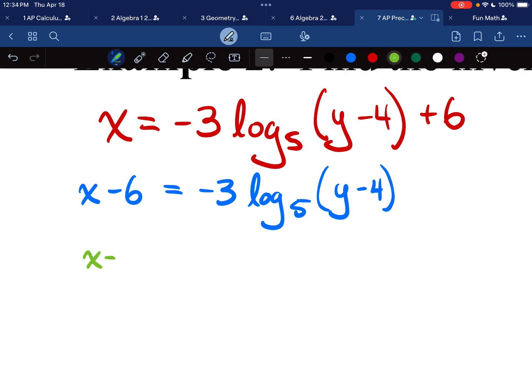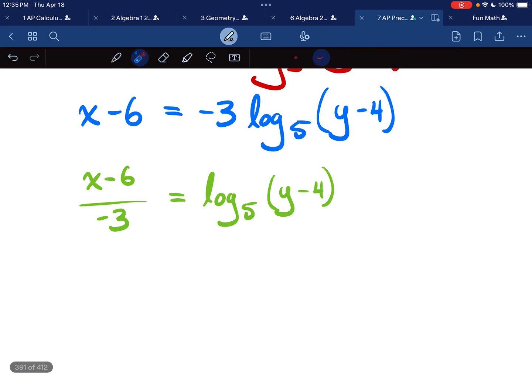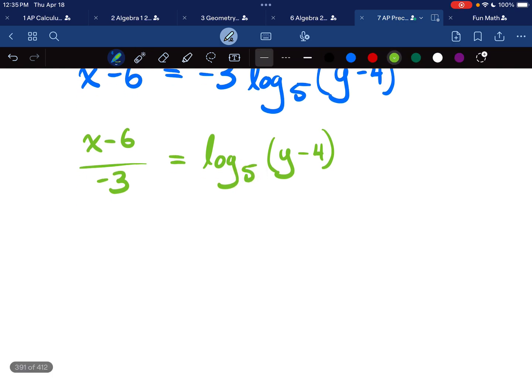So if I divide both sides, I have x minus 6, and now it's being divided by negative 3, and on the right side, the negative 3 is now gone because we've divided by the negative 3, leaving behind a log base 5 of y minus 4. All right, so from here, we've isolated the logarithm. It's now time to write this thing in exponential form. So this 5, that's the base of the logarithm, is now the base of the exponent.